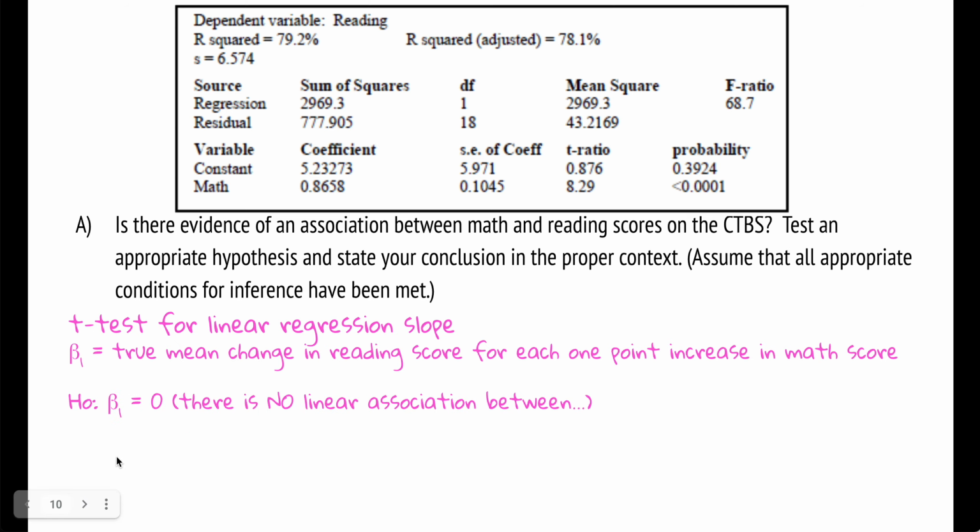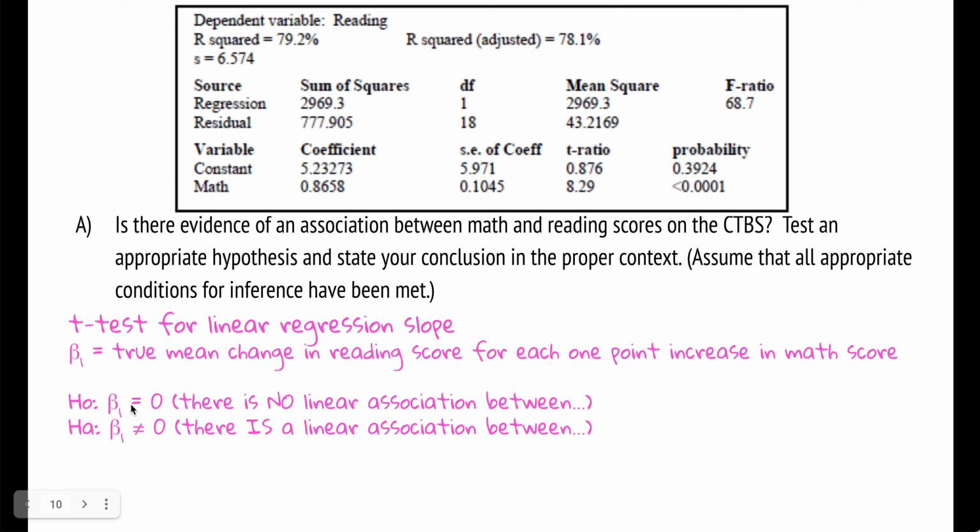So then our null hypothesis is that beta 1, that true mean slope, is equal to 0, meaning that there is no linear association between math and reading score. Our alternate is that beta 1 is not equal to 0, that there is a linear association between math and reading score.